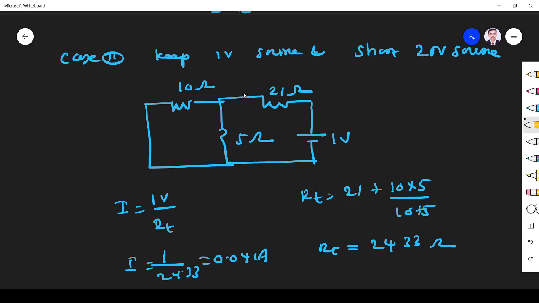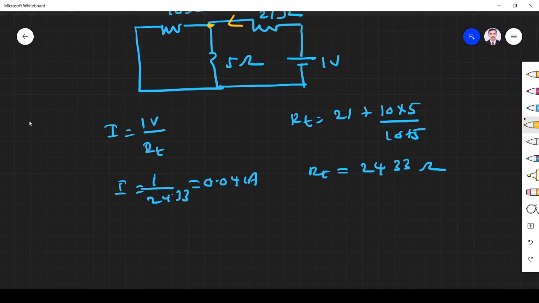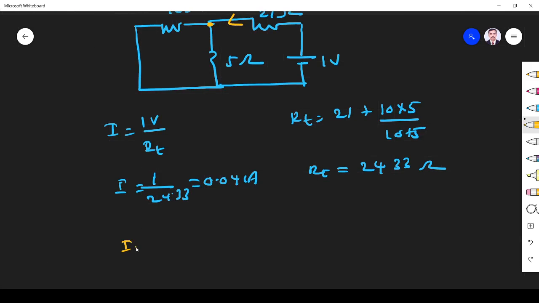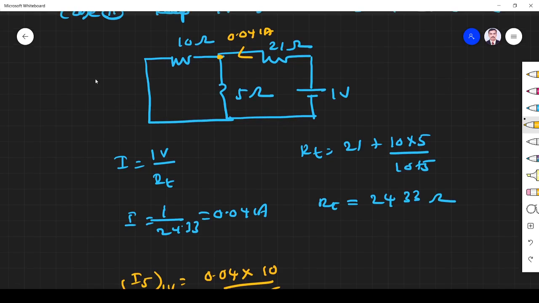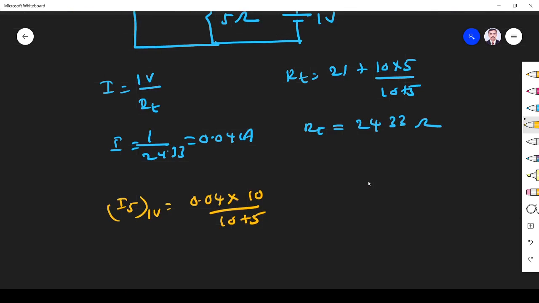So this 0.041 ampere will come through this point and divide among these two. So I apply current divider rule. So I through 5 ohm due to 1 volt is total current 0.041 into opposite resistor, 10, divided by total resistance 10 plus 5. Opposite is 10 ohm. So if you simplify, what I get is 0.027 ampere.